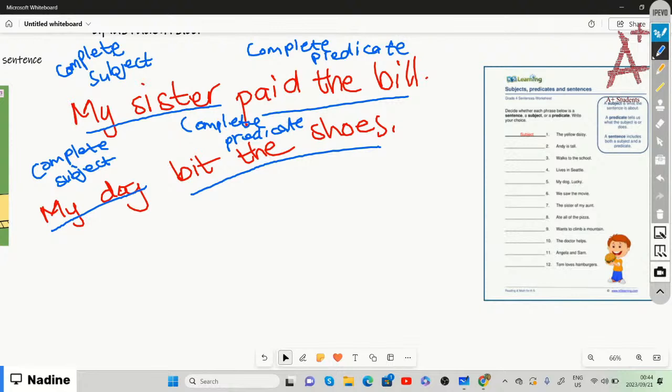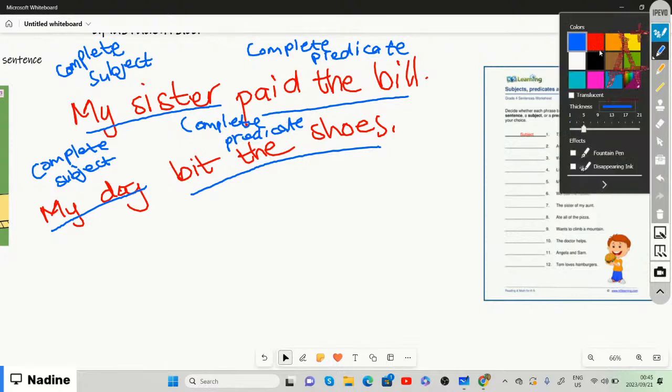And if we had to select the simple subject, right, then it means that we only would have selected, for example, either sister or brother or dog, just one word, without the other additional things or words. And the same with the predicate. If we had to select the simple predicate, then it would have been only the verb, not all of the information. All right, let's do one more.